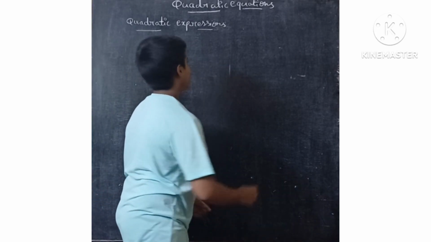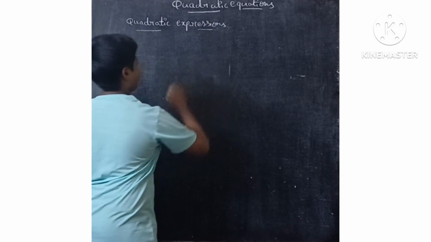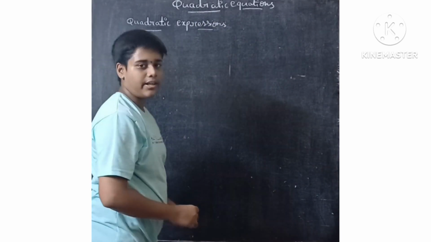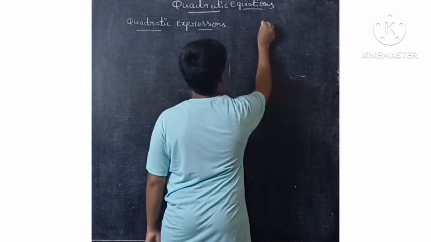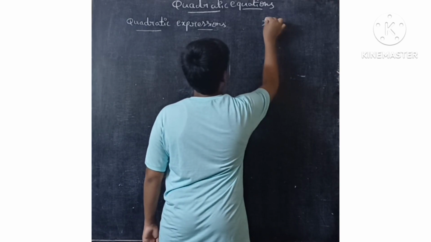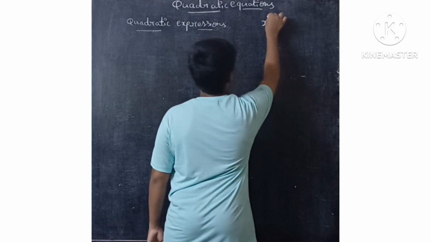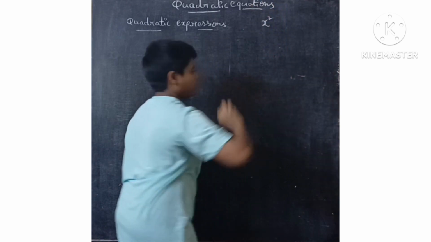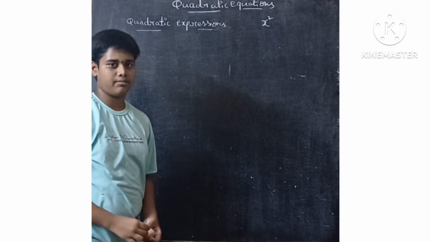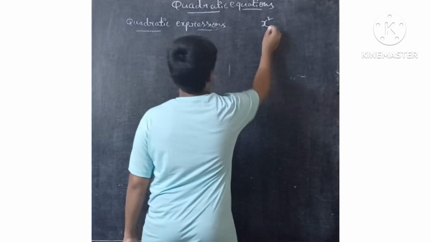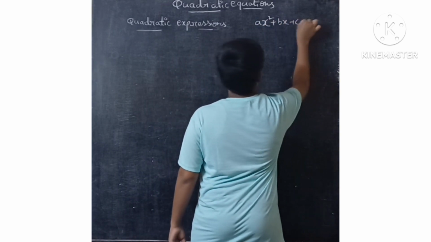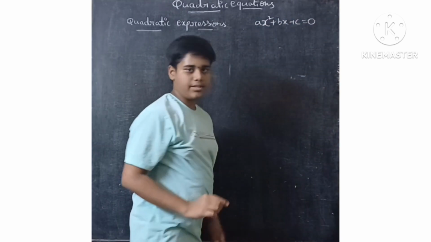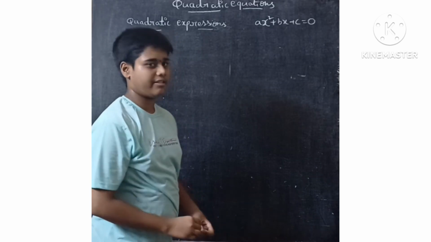Today I will explain a new topic from Maths, quadratic equations. So what does quadratic equation mean? If a polynomial is represented with a variable x with the highest degree 2, that is known as a quadratic equation. Okay. So if an equation like this equals 0, that is known as a quadratic equation.